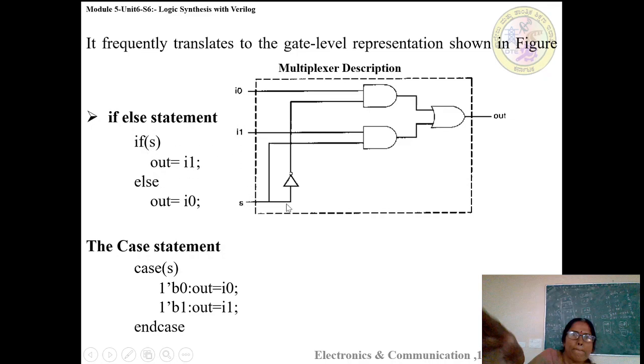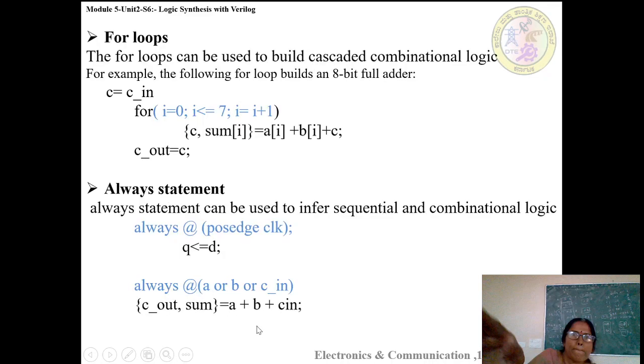If a selector is there, we are going to use out is equal to I1, else out is equal to I0, so we are using else. And in a case statement, it allows all those cases, 1'b0: out is equal to 0, and that is allowed here. Also, for loops are interpreted here.